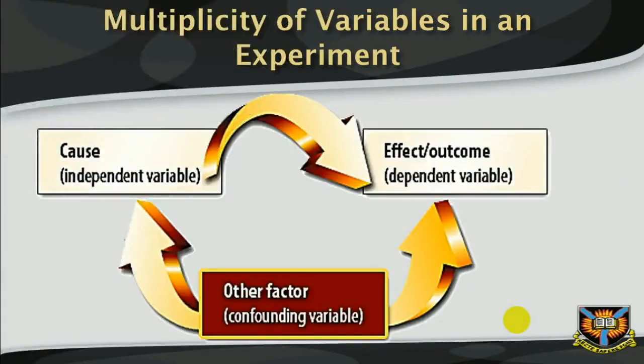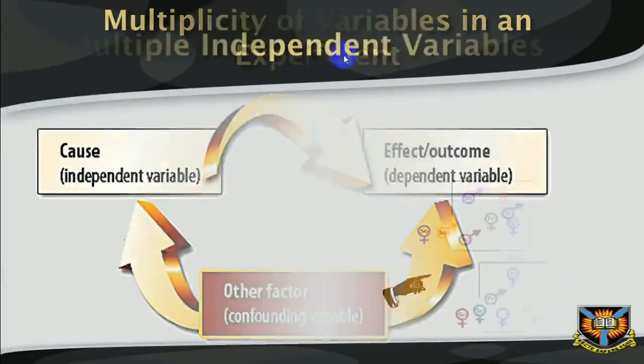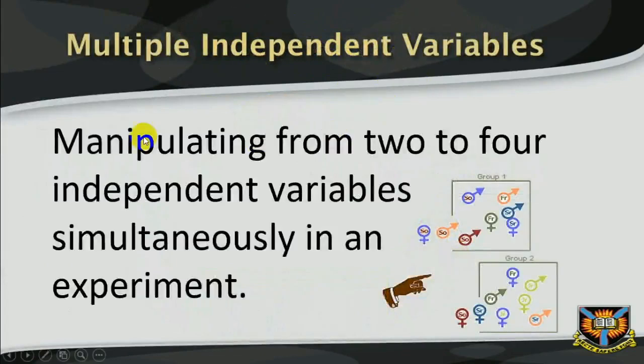Multiple independent variables. It is unusual to find an experiment reported in a psychological journal in which only one independent (manipulated) variable is used. The typical experiment manipulates from 2 to 4 independent variables simultaneously. This procedure has several advantages.